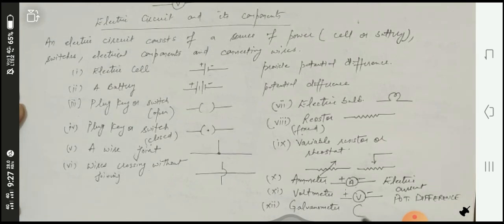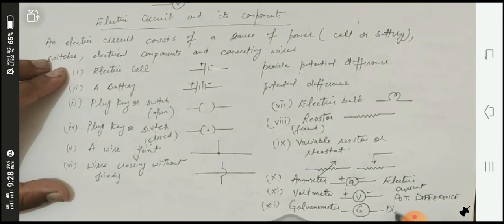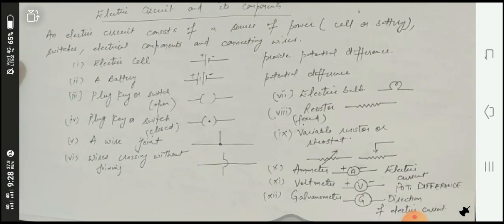And the last one is called galvanometer, denoted by symbol G. Galvanometer. Fine. Which gives the direction of electric current, or the presence of electric current, right? So these are some circuit symbols, or the electrical components, fine, which we will use in the further topics.